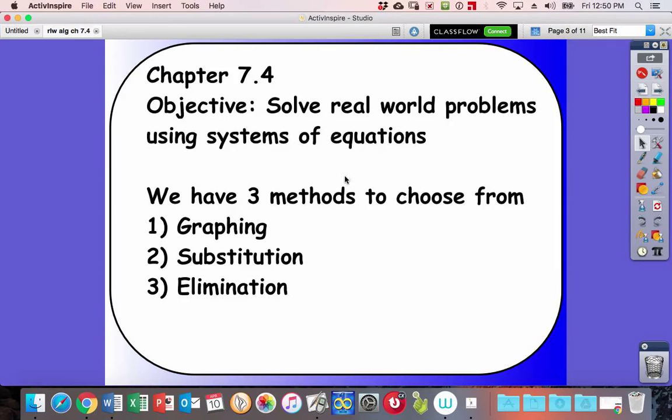Here we go. Okay, we're going to go over one or two application problems when you have systems. Now remember, when you have an application problem with a system, that means you have two variables and you want to be able to solve them. And we have three methods to choose from: graphing, substitution, elimination. I am not going to do it by graphing because that's not very precise. So I will probably do either substitution or elimination. So let's go give these a try. Okay, let me get my pen going here.